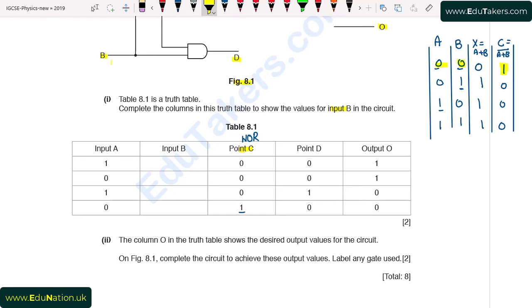Then the inputs are 0 0. So I write here 0. Second case, when output is 0 and input is 1. So A input is 1 and output is 0. So this is third case, when the second input also equal to 0. So I write here 0. And this 0 is when input also equal to 0. This input is equal to 0 and output also equal to 0.